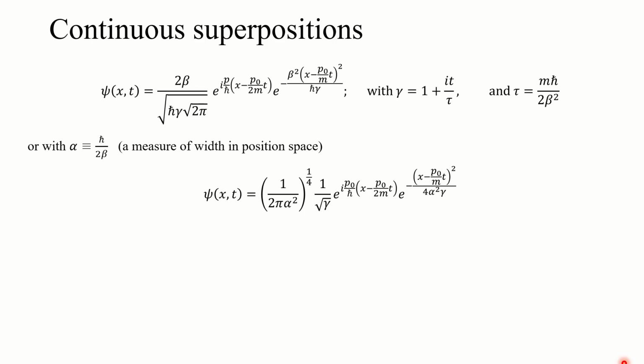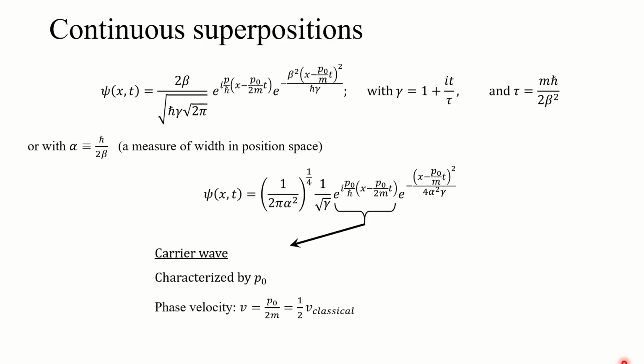We can also define another term, alpha, which is going to be convenient later on because it makes it look more like a Gaussian. It makes it easier to identify what the width of this probability distribution will be in position space. But for now, we define an alpha like this, and our time-dependent position space wave function looks like this, right?